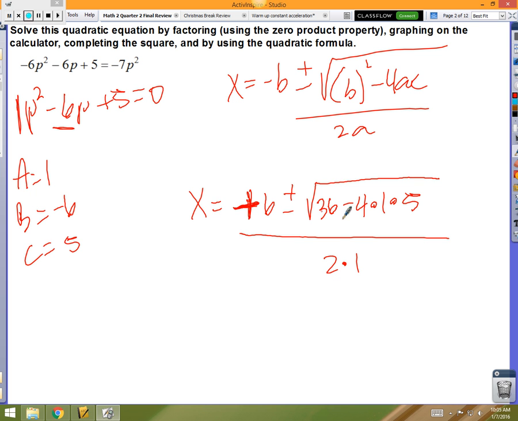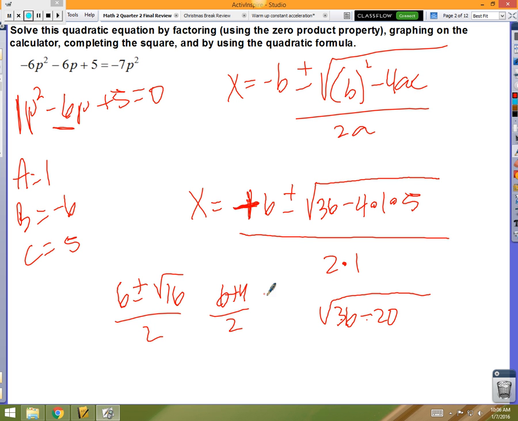Okay, now clean up your square root. So 36 minus 4 times 1 times 5 is 20. 36 minus 20 is 16, so we're in business. 6 plus or minus square root of 16 divided by 2. So that square root of 16 is 4, so it's 6 plus 4, that's 10 divided by 2. And you got to do 6 minus 4 divided by 2, and that's 1. So these are your two answers.